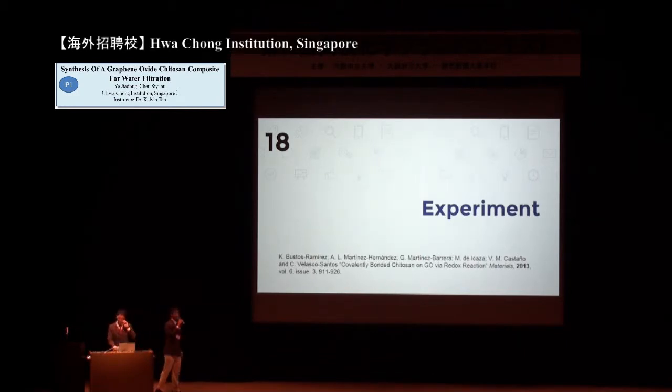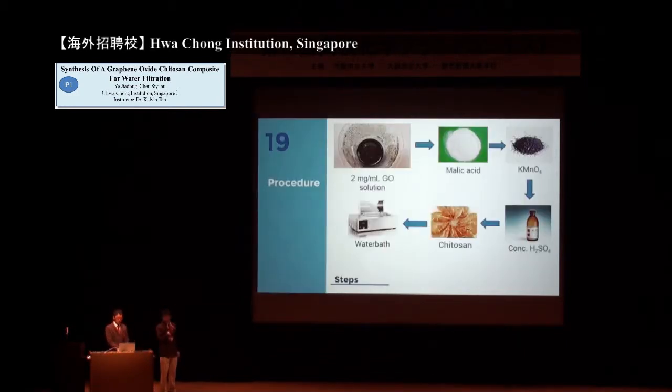So here will be our experiment. We begin with 2 mg per milliliter of graphene oxide solution that is already pre-dispersed when we bought it. We add malic acid, potassium permanganate, concentrated sulfuric acid, and chitosan quickly because we are having a radical reaction here and we do not want other products to be formed. We allow the reaction to occur in a water bath.